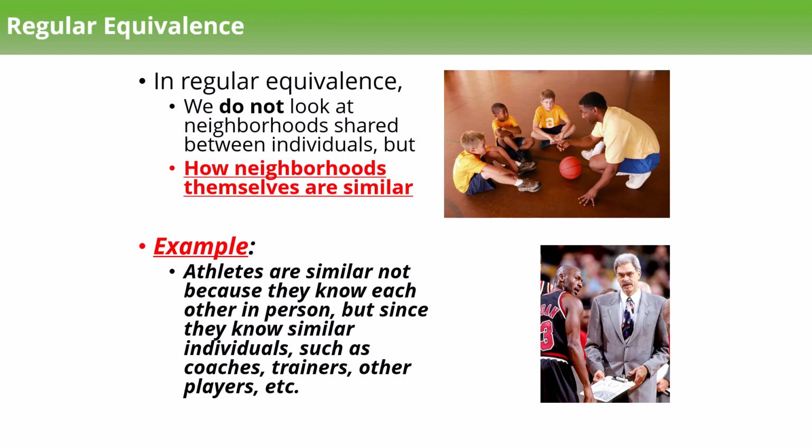So the next one is regular equivalence. Structural equivalence looks at shared neighborhoods, whereas regular equivalence looks at how neighborhoods themselves are similar. Structural equivalence: do these two people have the same neighbors? Regular equivalence: do these two people have similar kind of neighbors, or may play similar roles? So this is the difference between the regular equivalence and the normalized similarity.